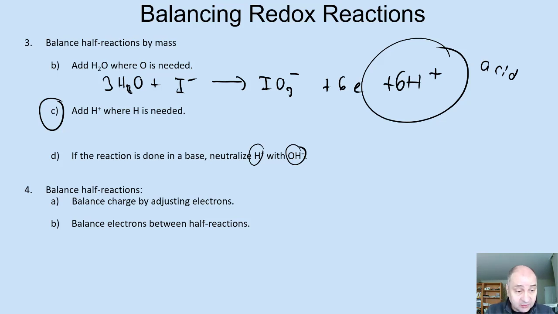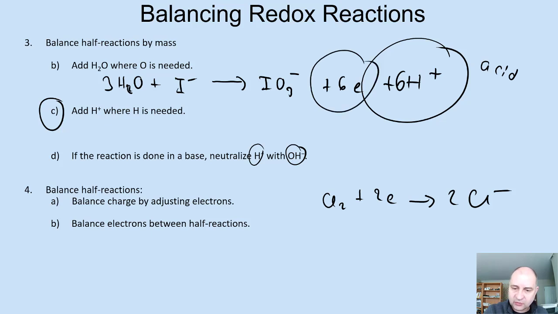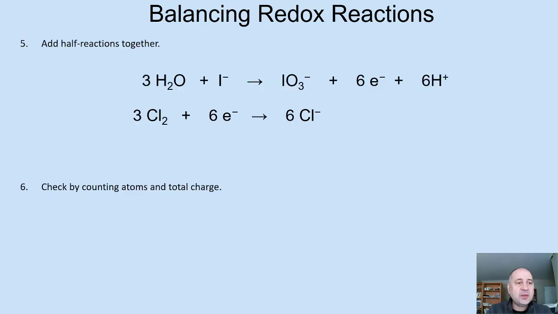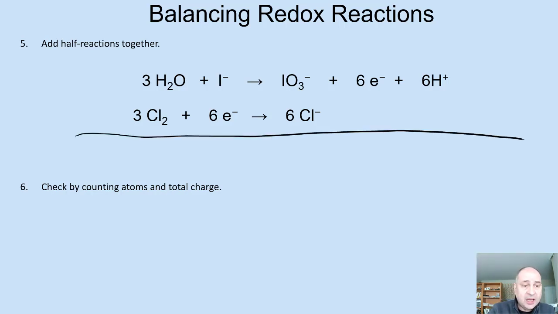Balance the half reactions. Balance the charge by adjusting the electrons. So we have to do that for the chlorine reaction, right? We have Cl2 and 2 electrons going to 2Cl minus, and we have 6 electrons here, so we need to multiply this by 3, which will give us 6 electrons and then make 6 chloride ions. So number 5 would be add the 2 half reactions together. I already wrote them out here for you, so all we have to do is add them together.